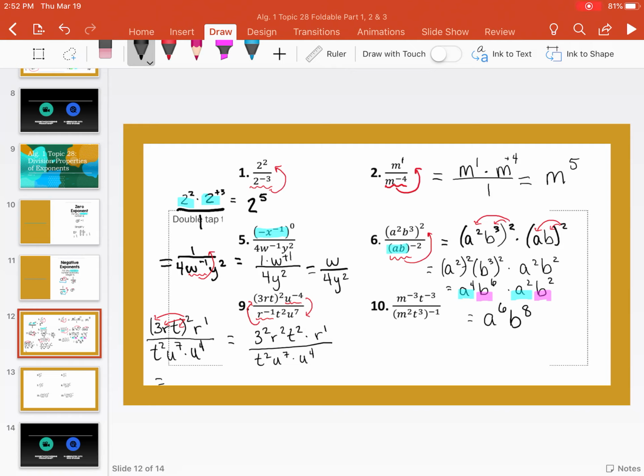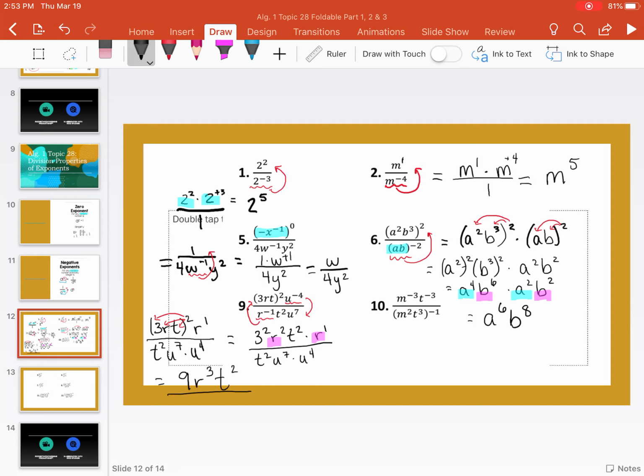Now we can combine our like terms. So 3 squared is going to give us 3 times 3, or 9. r squared, t squared times r to the first. So here we have same bases, r and r. If we have the same base and we're multiplying them, we can add our exponents. So r to the 2 plus 1, r cubed, and then just bring down that t squared there.